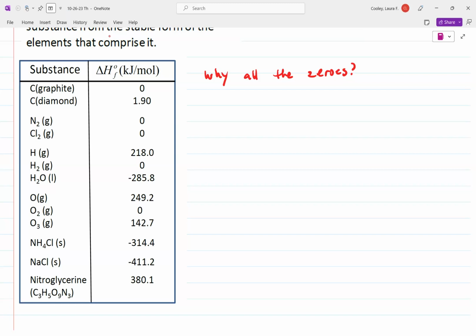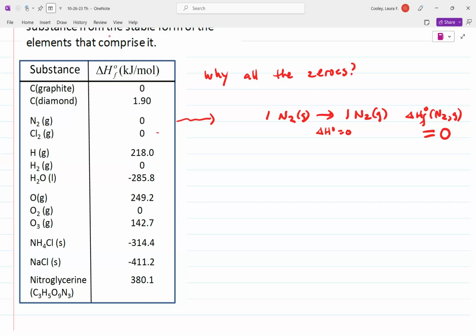What are all the zeros under? The zeros are next to N2, which has a delta HF0 of 0. What does that mean? What reaction corresponds to the delta HF0 for N2? It means you're making 1 mole of N2, right? So if I want to know what reaction this corresponds to, I'm making 1 N2. And what am I making it from? The elements that make it up in their stable form. What's the stable form of nitrogen? It's N2, so delta H is 0 for this reaction. So the delta HF0 of N2 is equal to 0, as it is for every element in its stable form.